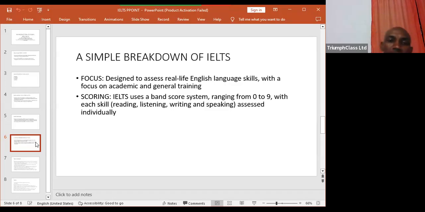The scoring, how are the scores awarded? That is a bit in more details. But IELTS uses a band score system ranging from 0 to 9. They grade you from 0 to 9 with each skill, that is reading, listening, writing, and speaking, assessed individually. Each of these skills is tested individually and awarded its mark.